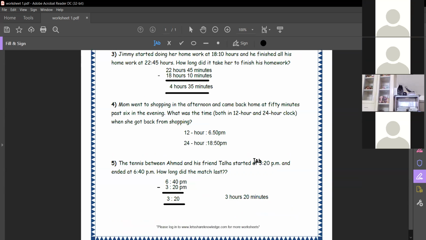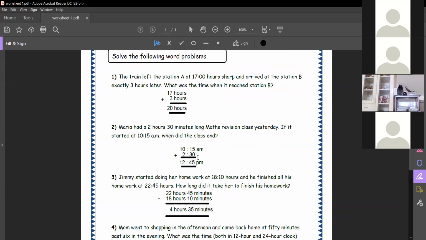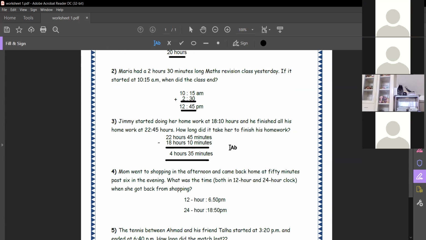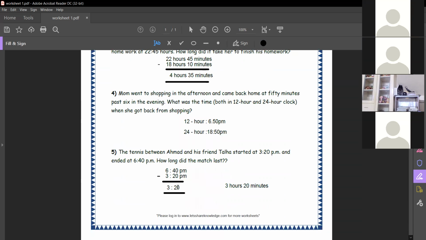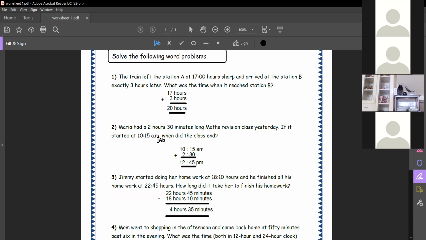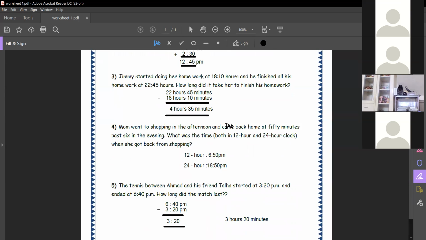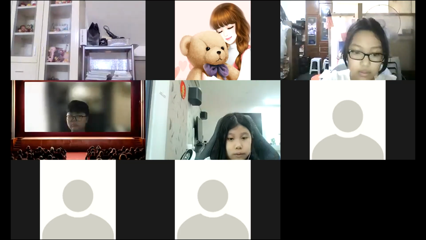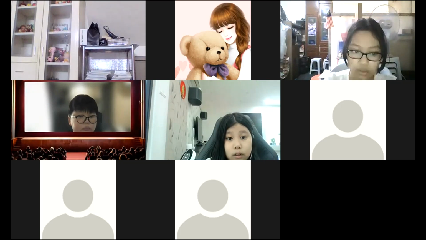Okay, so the last question also done. Any question for worksheet number 1, class? Even you can see the working, how did I show? You have to show the exact working to me. Understand or not? Understand? Before we move to worksheet number 2.